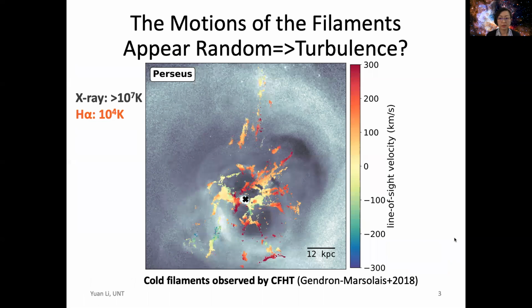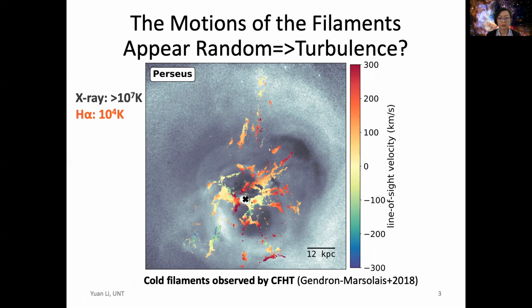Luckily, the centers of many galaxy clusters are multi-phase, with cold filamentary structures that extend to tens of kiloparsecs. What I'm showing you here is an H-alpha image overlaid on top of the X-ray image of the central region of a nearby galaxy cluster called the Perseus Cluster.